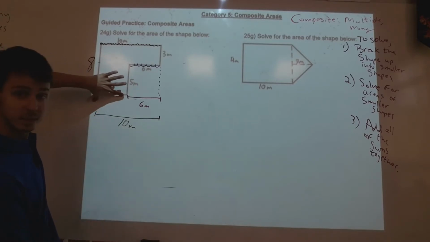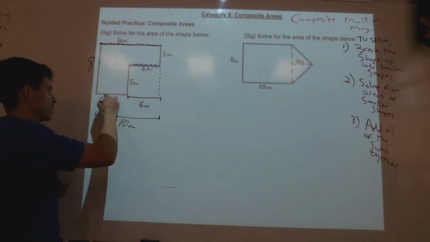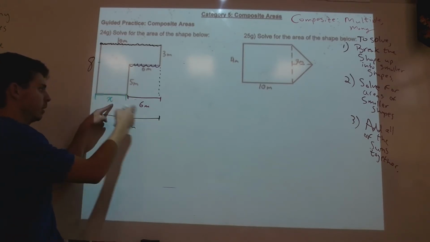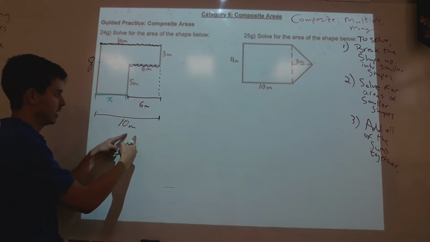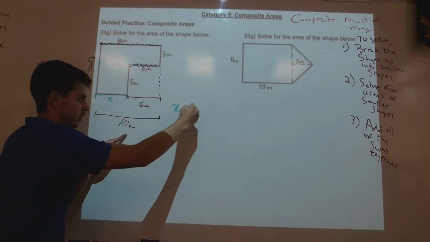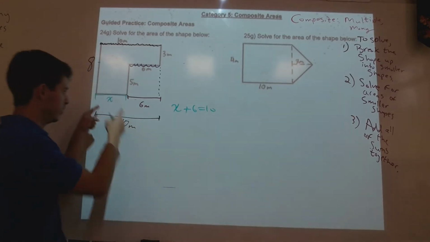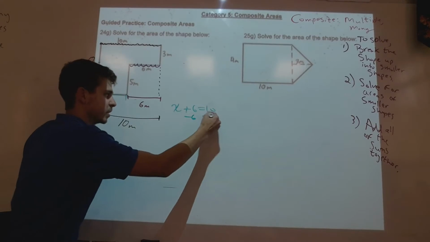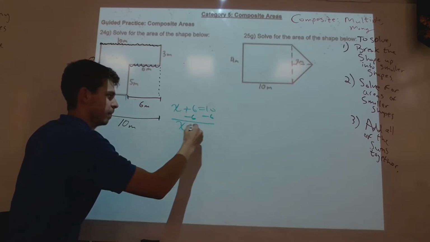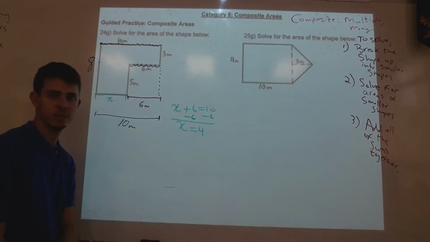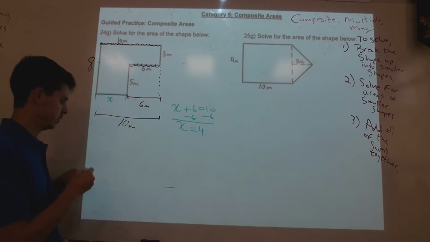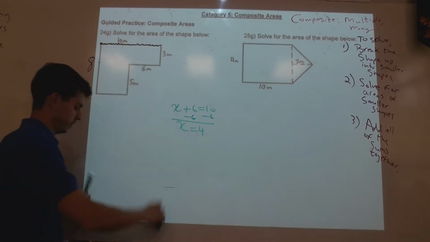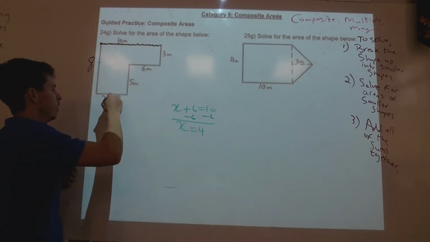So then, what is this? You could think of it like this is x. x plus 6 should give me 10. This is one part and this is one part and the whole thing is 10. What is x? I'll subtract 6 from both sides. And x is equal to 4. So now, I know this chunk right here, this portion, is 4 meters.